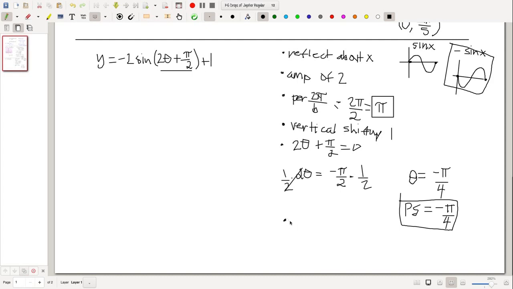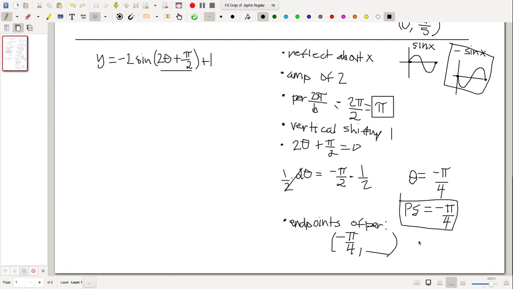Okay, now endpoints of a period. You just found out that your phase shift is negative pi over 4. That means that sine graph will move back to negative pi over 4. Okay, so that period will start at negative pi over 4. Now, to determine where it ends, so this is your starting point, and that came from here. To determine where the period ends, well, you just add the period to it.